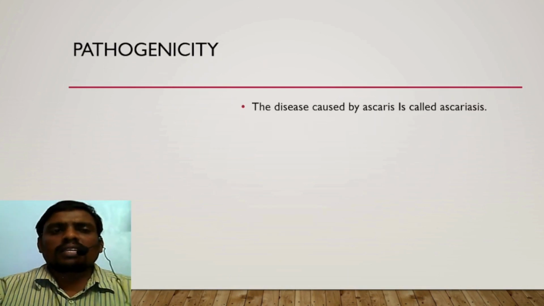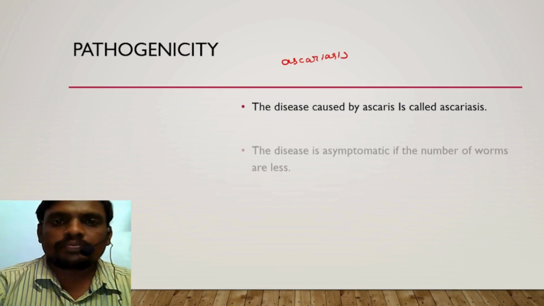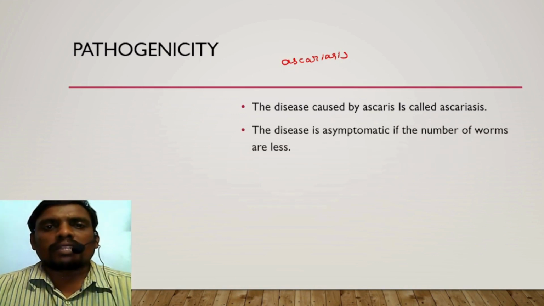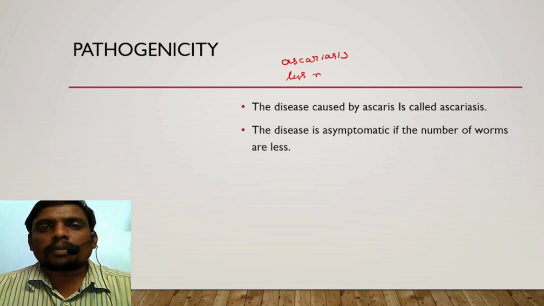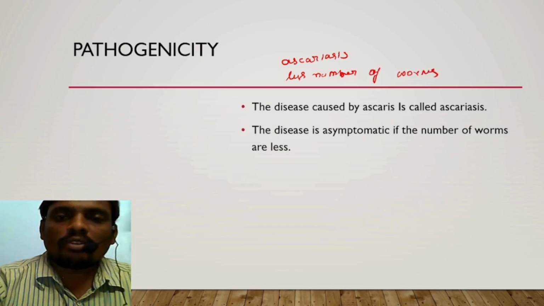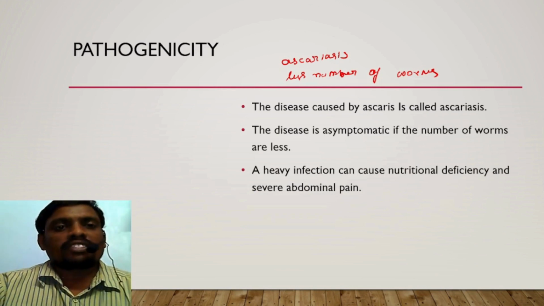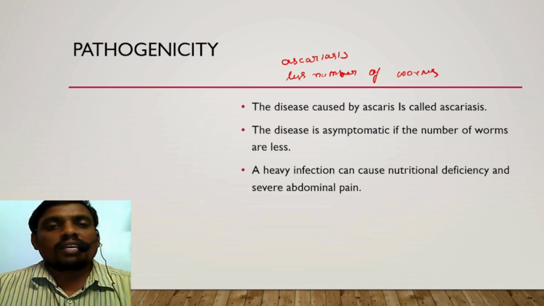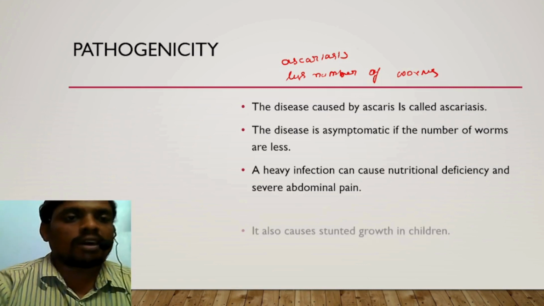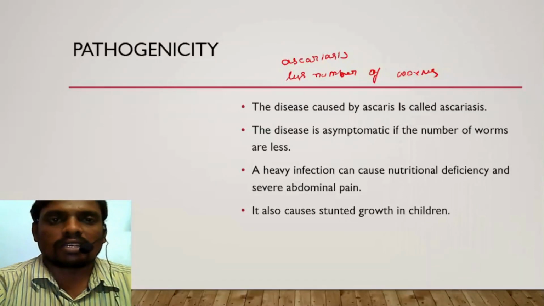The disease generally caused by this parasite is called ascariasis. The disease is asymptomatic when a small number of worms are present. If the number of worms increases, heavy infection can cause nutritional deficiency and severe abdominal pain. It even causes stunted growth in children. That's all.